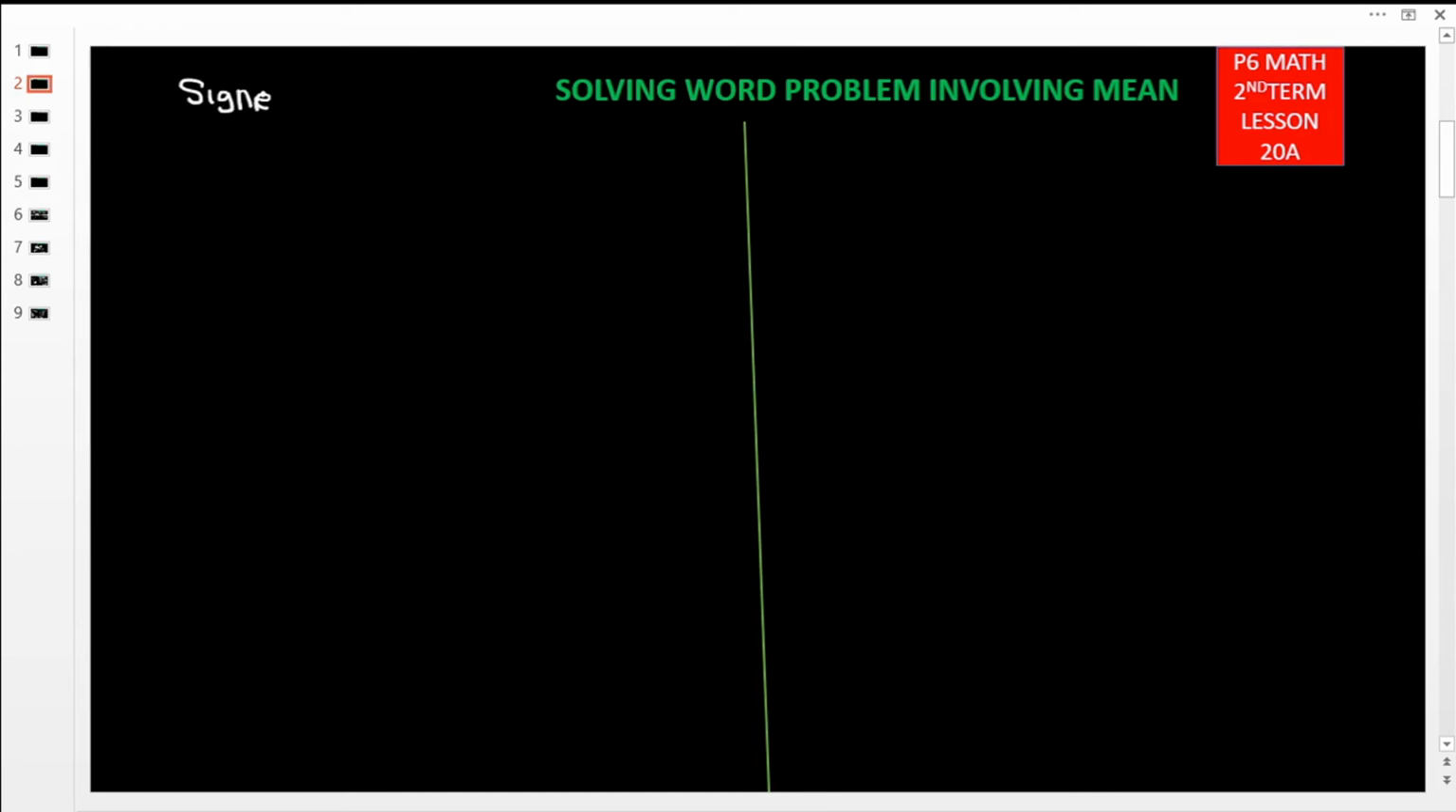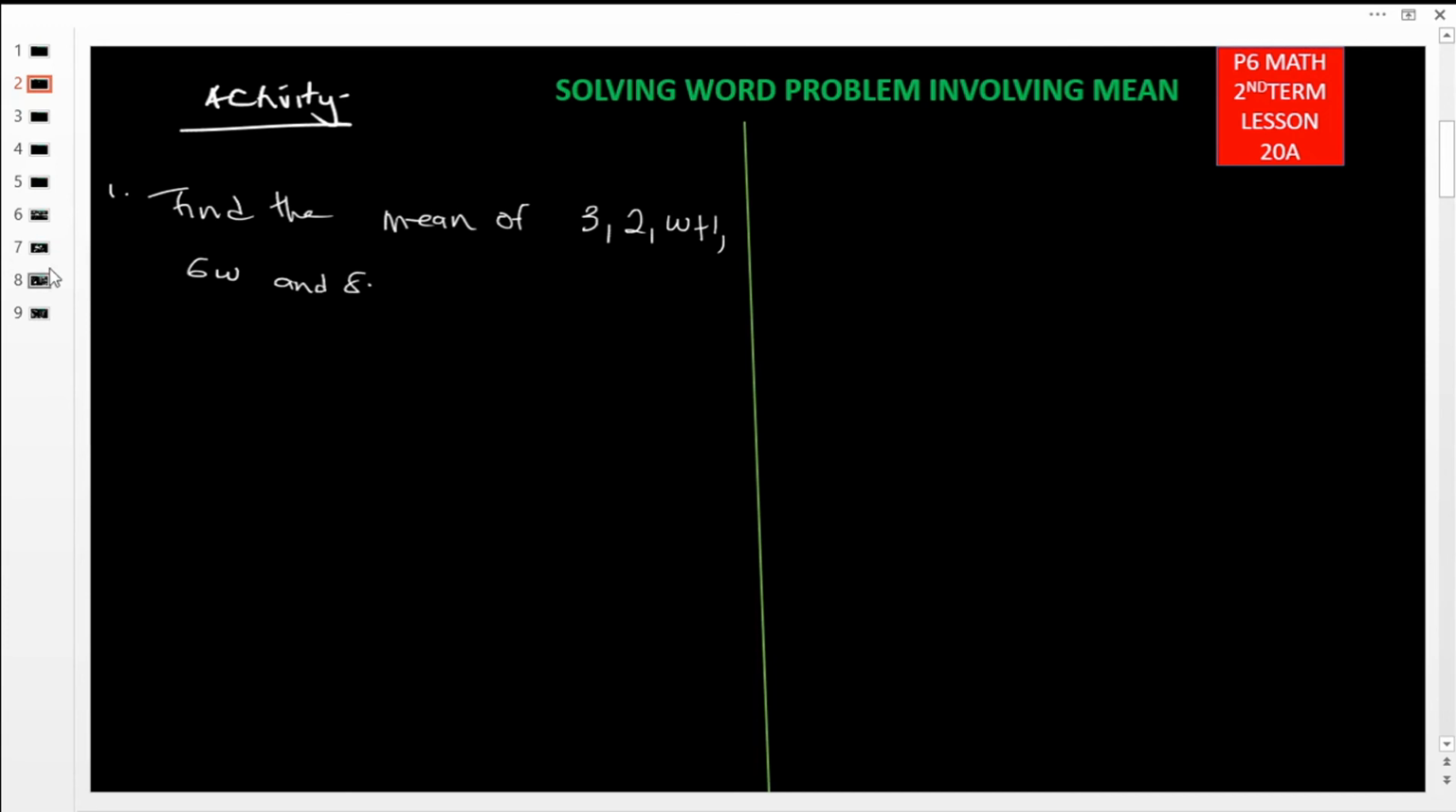Let us do the activity here. Number one is saying find the mean of 3, 2, w plus 1, 6w and 8. That is number one. Then number two, the average of 7, 2, p, 0 and 8 is 4. Find the value of p.